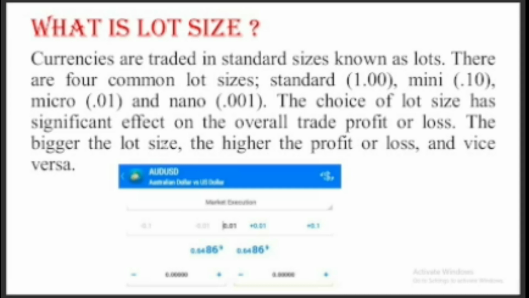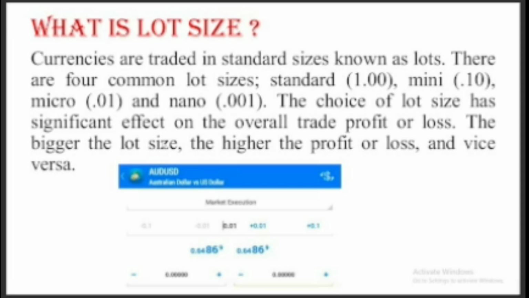There are four common lot sizes. We have the standard lot, the mini, the micro, and the nano. Nano doesn't really come up among brokers in the forex market. Where we see nano more is on synthetic indices. I think the broker that offers nano is Deriv. But what you will see on most brokers is the standard, the mini, and the micro lot size.